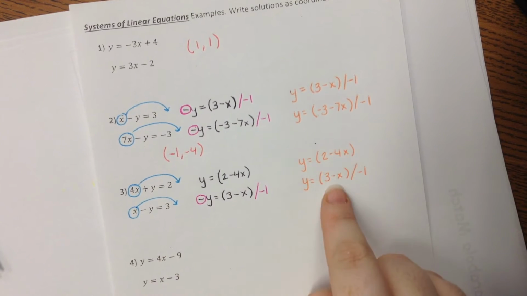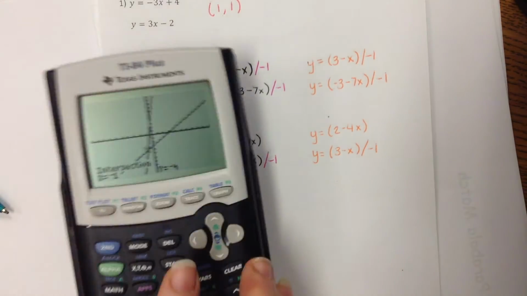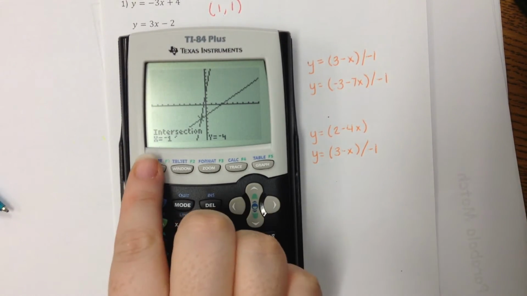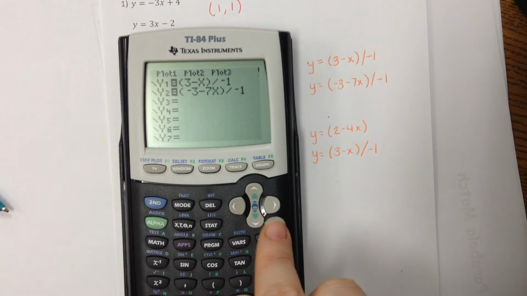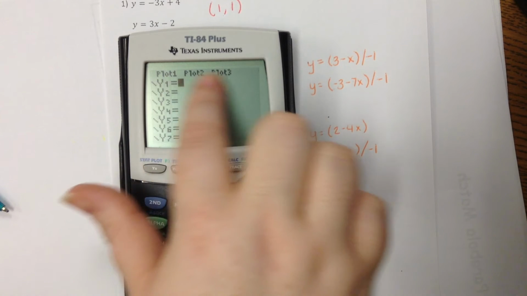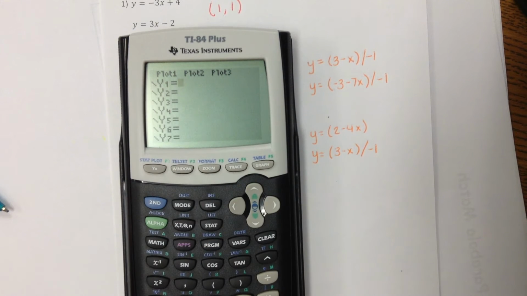Once I have these two equations, I can go to my calculator. So I go back to my y equals right up here, and I clear out both of these. And again, do you see how none of the plots are highlighted? That's what's really important. You need to make sure none of the plots are highlighted.